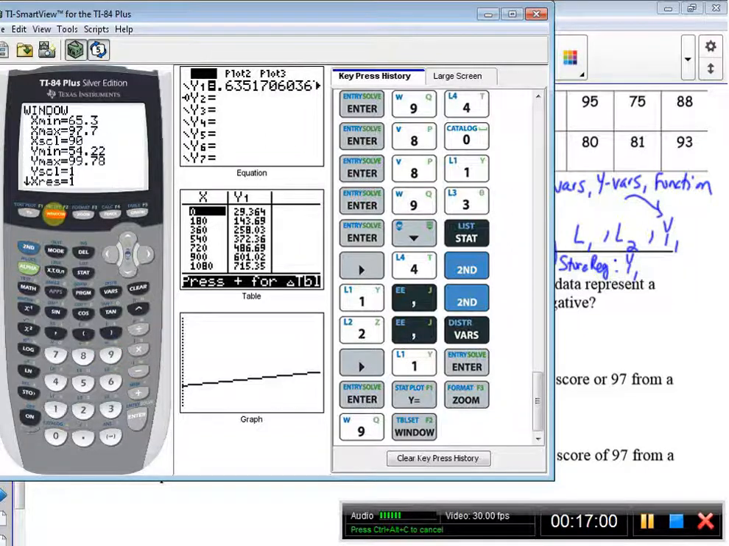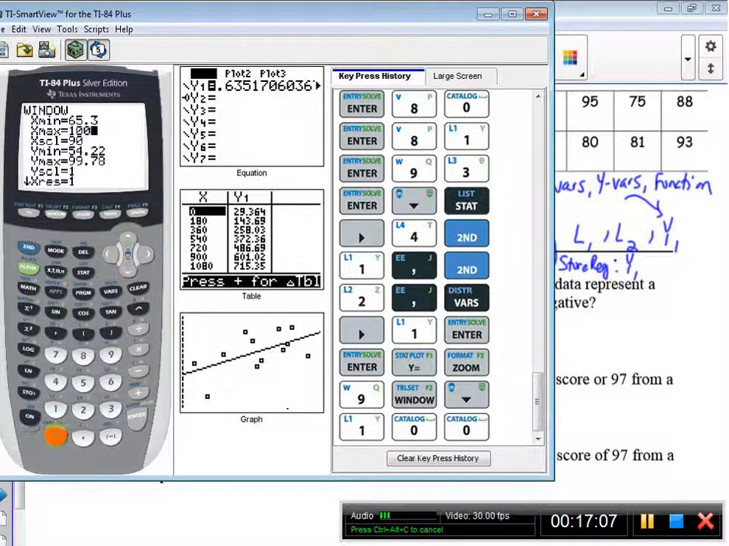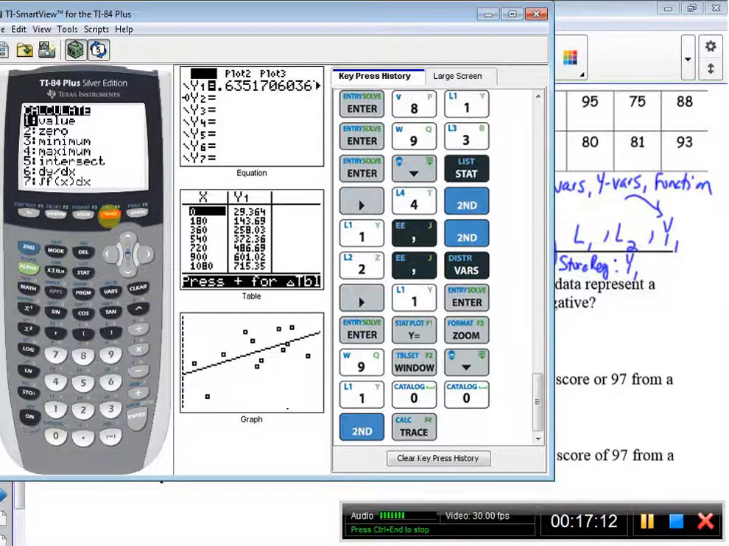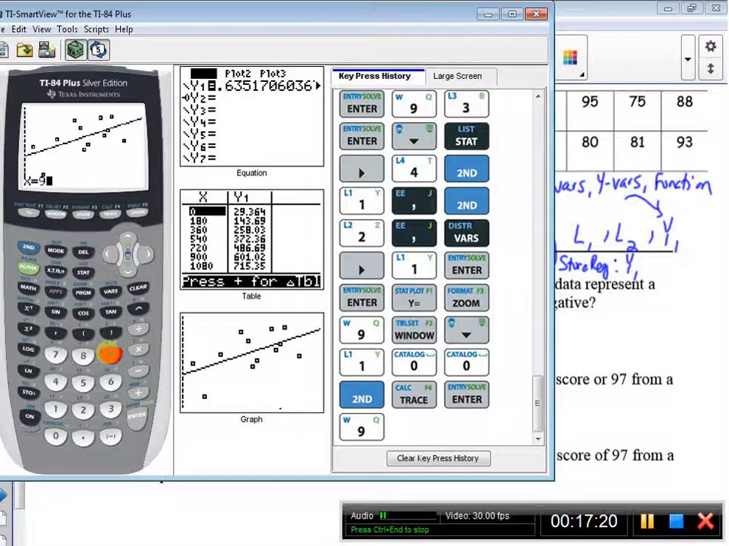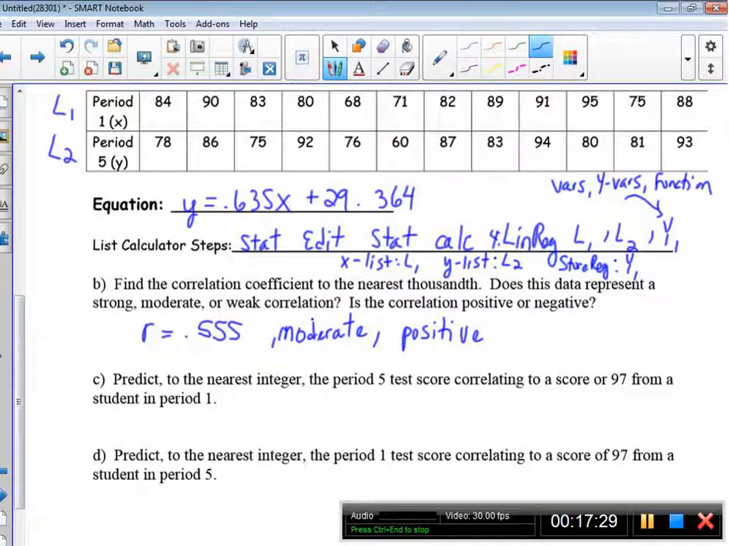What I need to do is to predict the period 5 test score correlating to a score of 97 from the student in period 1. So I need to go to that window and make sure that the X max is larger than 97. And it is, but I'm going to change it to 100. And then I'm going to go to second trace value, which is choice 1. And I'm going to ask it, when X is 97, what is Y? So Y is 91 to the nearest integer. So when X was 97, Y was 91.